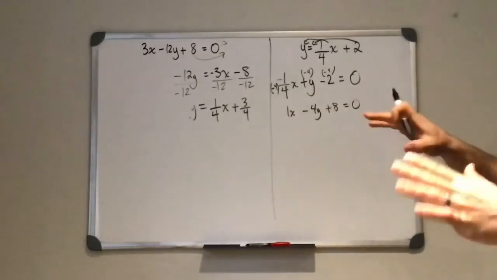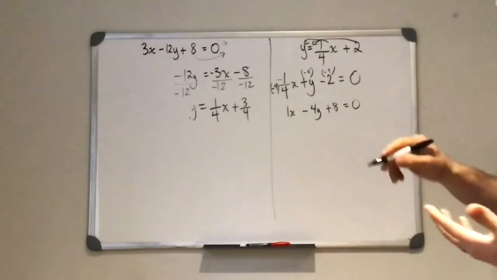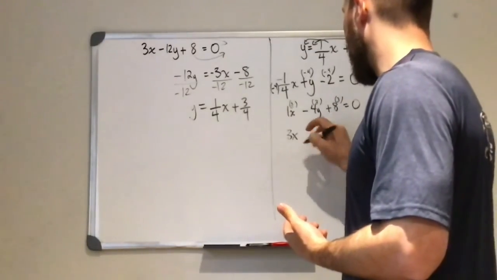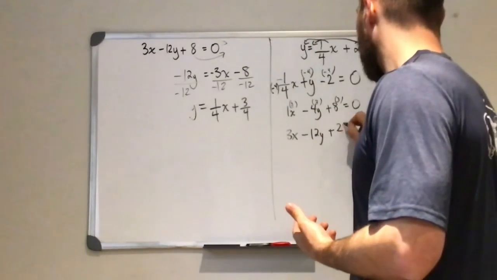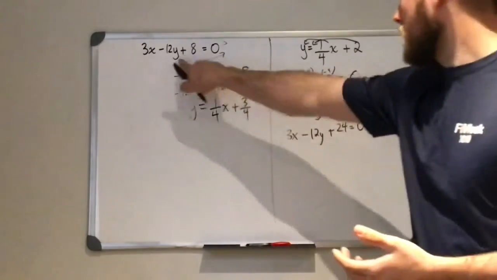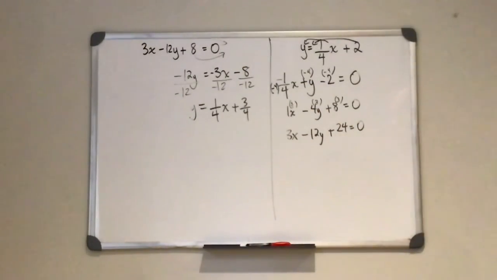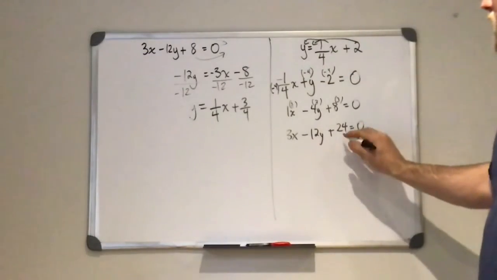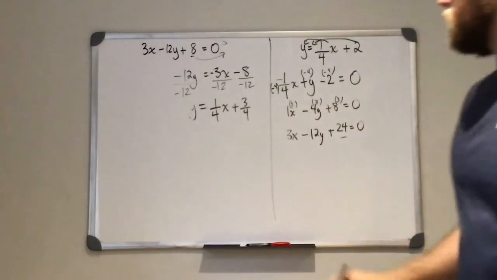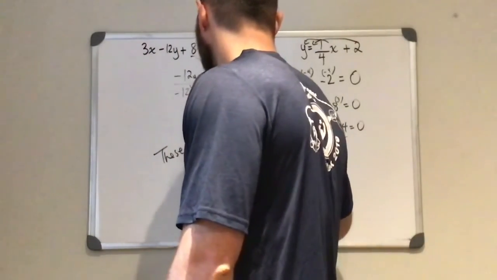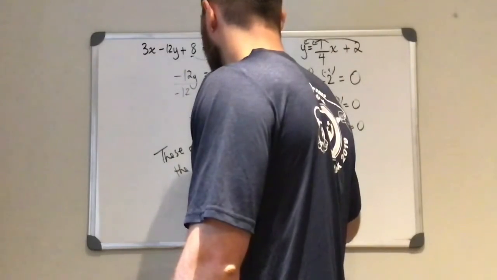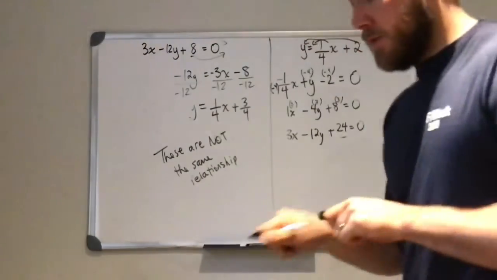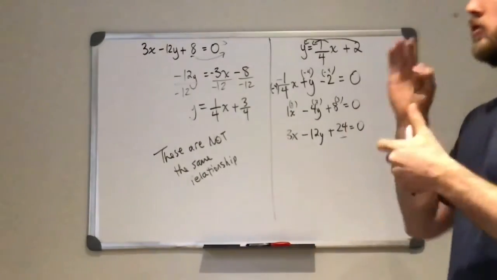And lastly, because it's not 100% obvious, it's pretty obvious that these aren't the same here. But now I'm going to multiply everything by 3, just to see here, so we have 3x minus 12y plus 24 is equal to 0. And they look kind of close here, but again, there are some differences. So because our y-intercepts are different, and because this 24 and 8 don't match, we can say that these are not the same relationship.